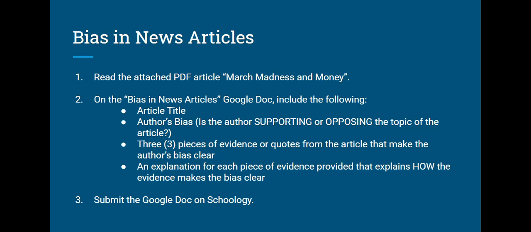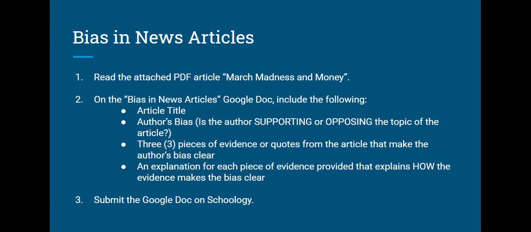And then on the bias in news article Google Doc, you're going to include the following: the title, obviously, March Madness and Money. The author's bias. Is the author supporting or opposing the topic of the article? So this author is writing about March Madness and the money behind it. Are they supporting March Madness, or are they speaking out against it?